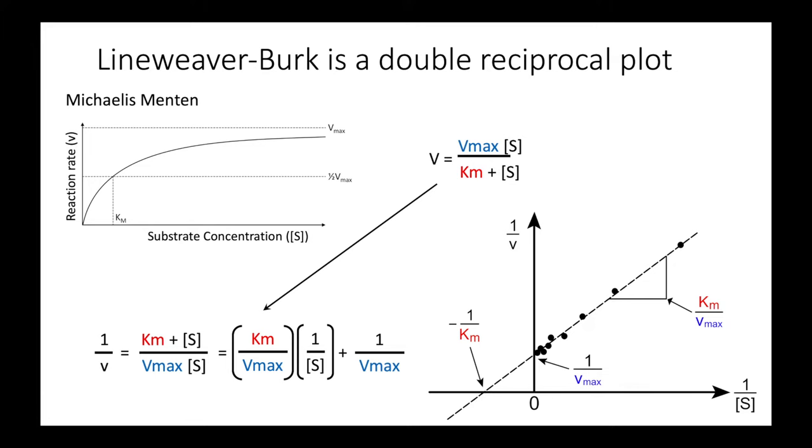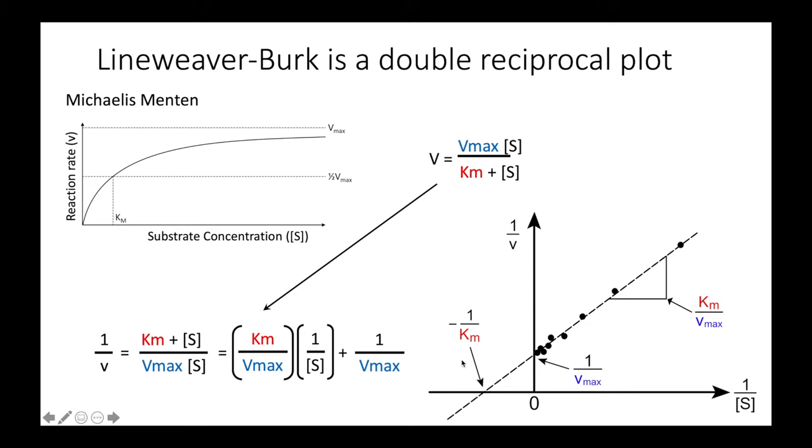But the equation that we derive from this Michaelis-Menten is V equals Vmax multiplied by the substrate concentration divided by Km plus the substrate concentration. If we take the reciprocal of that, we end up with this equation here, which is 1 over V is equal to Km plus the substrate concentration divided by Vmax multiplied by the substrate concentration. And we can rearrange that into this format here. So Km over Vmax multiplied by 1 over the substrate concentration plus 1 over Vmax is equal to 1 over V. So that's the equation that we're going to be using when we go into Excel to actually calculate Vmax and Km.